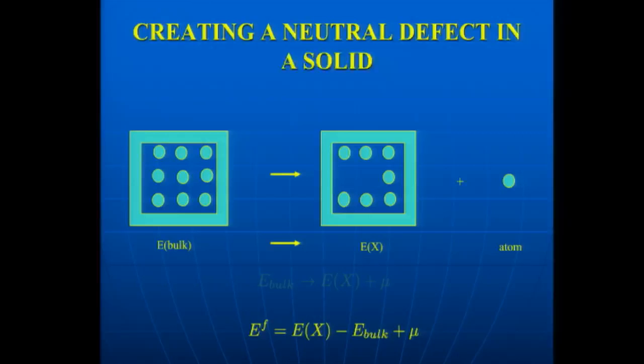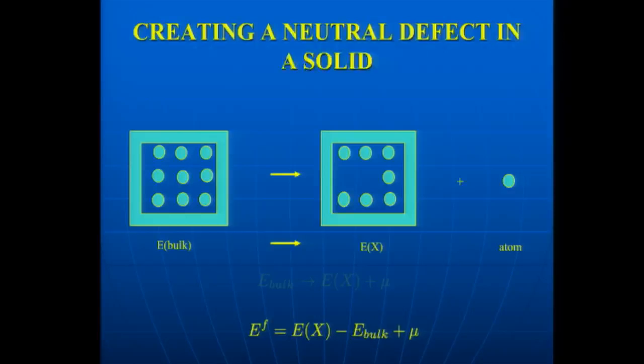And you know what the total energy of the system is with a defect. You can measure it or calculate it. The energy per particle is just the chemical potential. The energy of the bulk or a piece of the bulk, you can measure or calculate. The energy that it takes to remove the atom from the system is the chemical potential. It's the work needed to remove an atom from a system, and that's designated by its chemical potential. So the formation energy for this neutral defect is simply given by this expression.